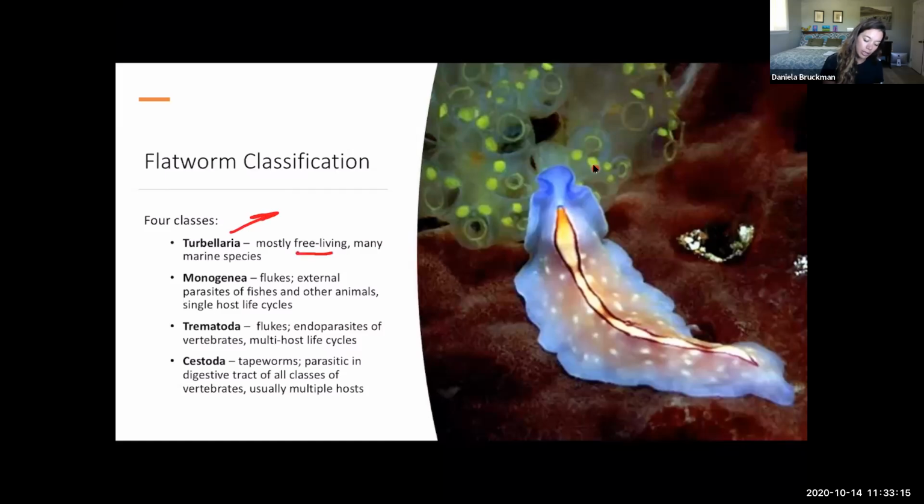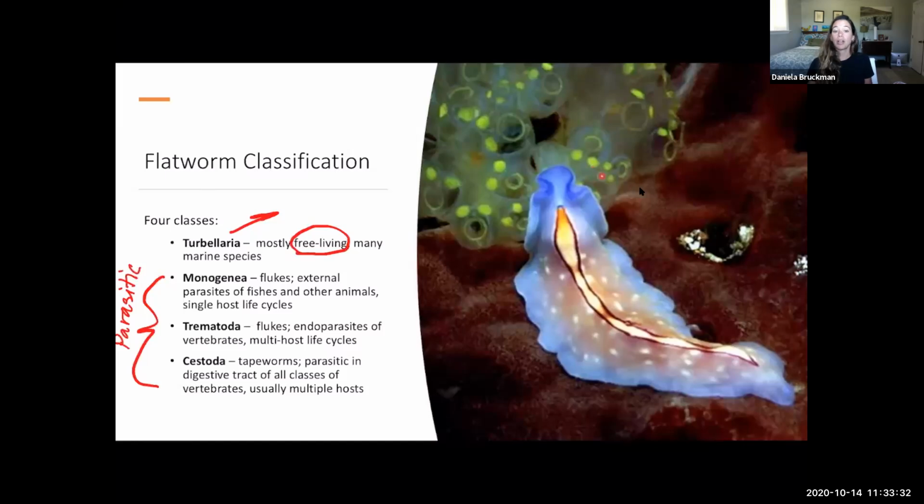It's our only free living group of flatworms, meaning that they do not depend on a host. These 3 groups down here are all parasitic, and I think I have it written there in the notes, but just to emphasize that, okay?